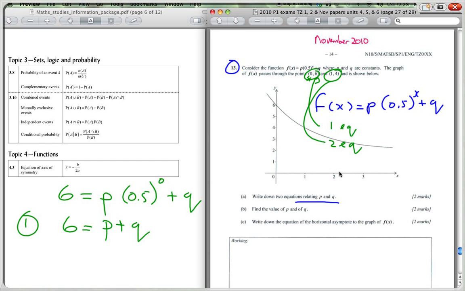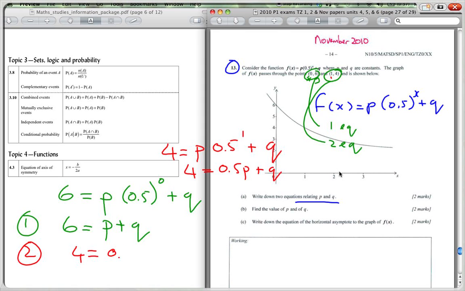And the other equation is going to equal 4 is equal to p times 0.5 to the power of x, now x is 1, plus q. So that's going to equal 4 is equal to 0.5p plus q. So we got our second equation over there: 4 is equal to 0.5p plus q. Okay, those are our two equations.